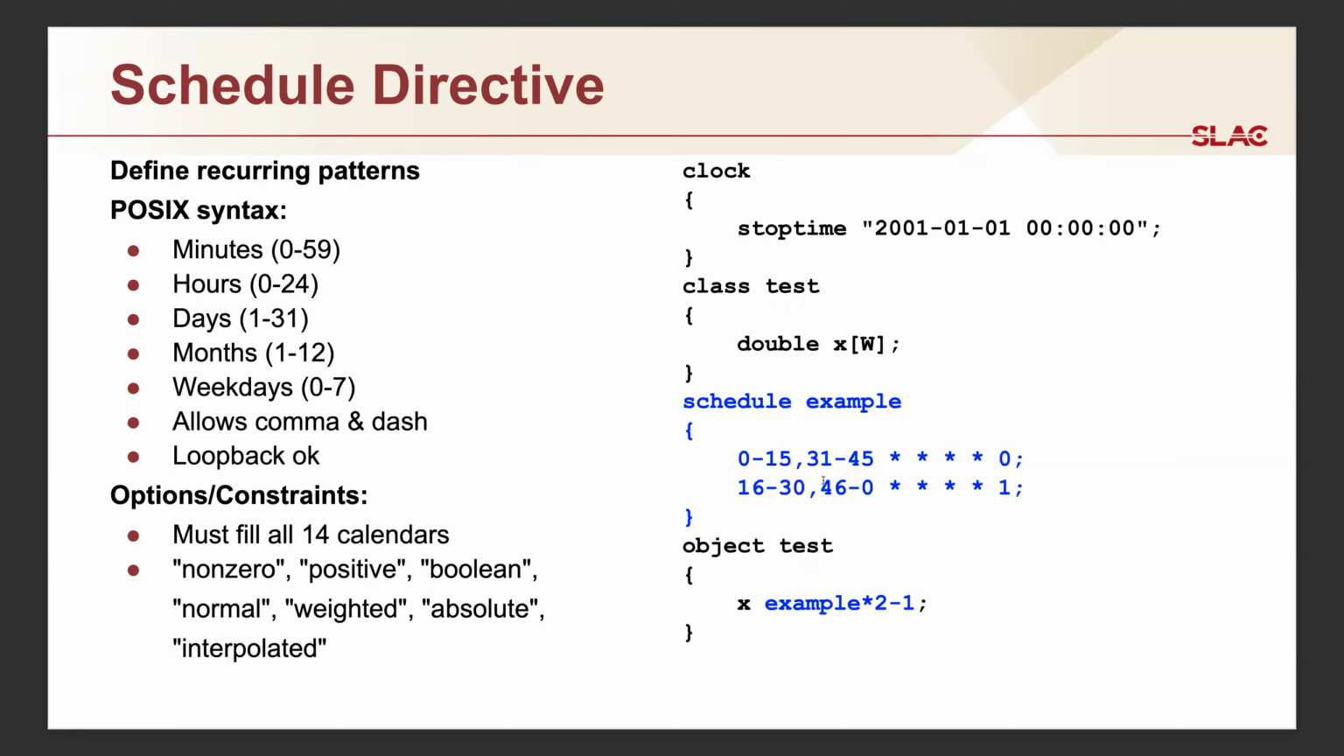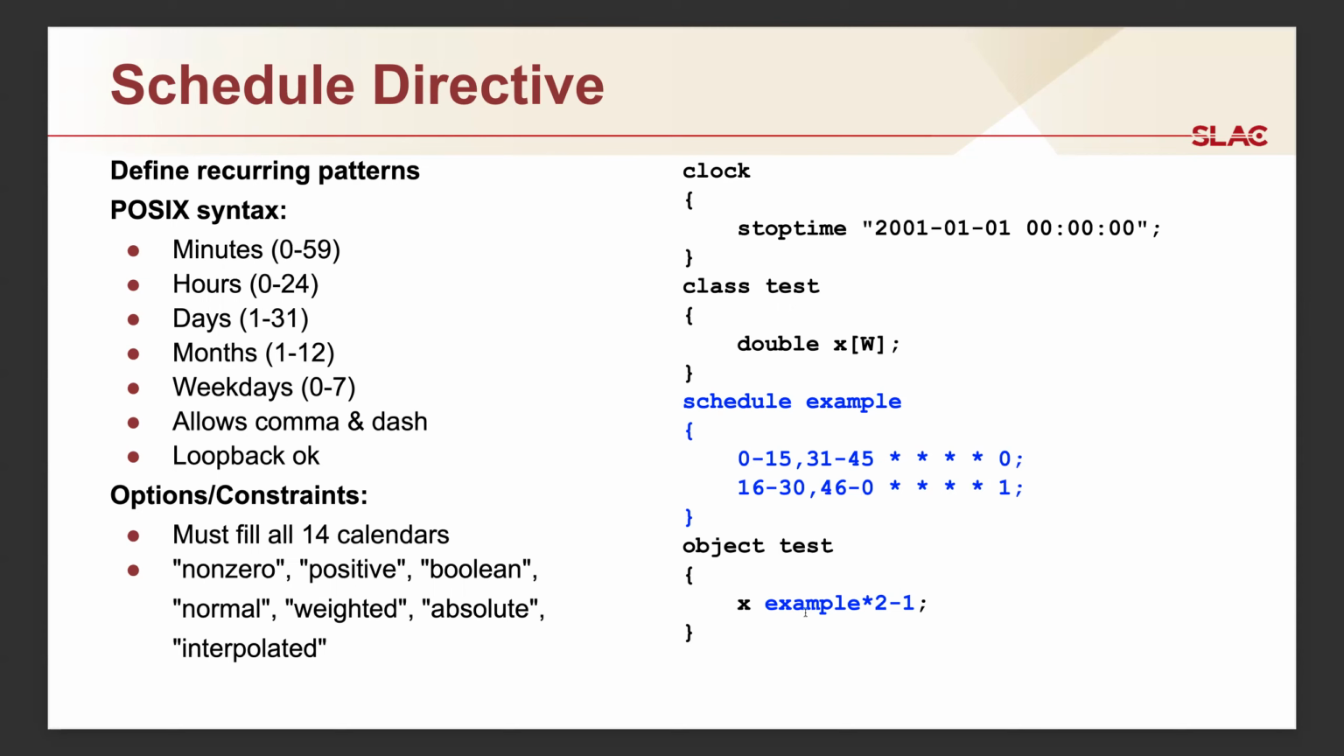The parser understands commas and dashes so that you can describe, for example, the first pattern in the example here. 0-15, 31-45 would make the first 15 minutes and the third 15 minutes of an hour have the value 0, and then the second and fourth quarter of the hour would have the value 1. Notice also that the fourth quarter specification has a loop back, so that is allowed. You can notice that it goes from 46 to 0. What that means is essentially loop around and close the hour back to 0 with the value 1.